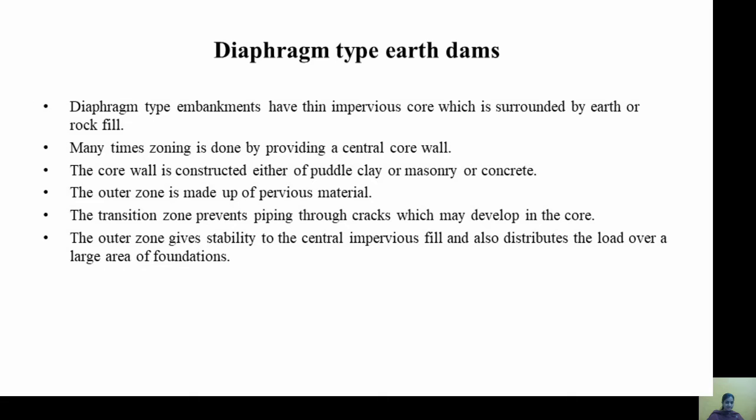So the core is constructed either from puddle clay or masonry concrete. The outer zone is made up of pervious materials. The transition zone prevents piping through cracks which may develop in a core. The outer zone gives stability to the central impervious fill and also distributes the load over the area of the foundation.